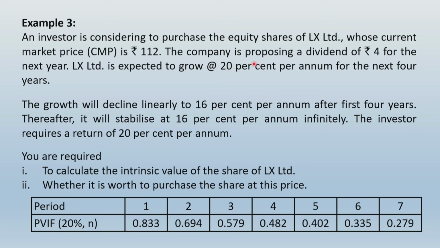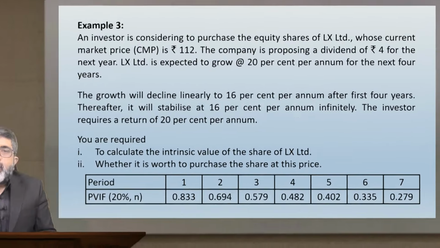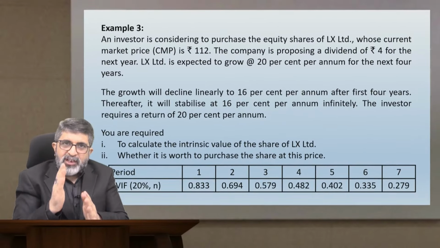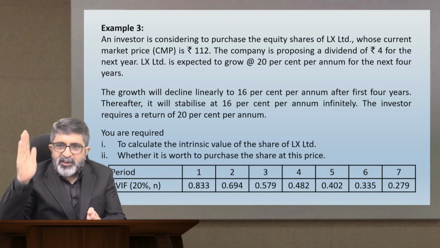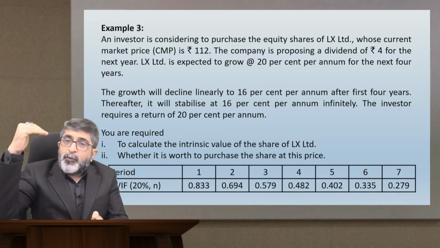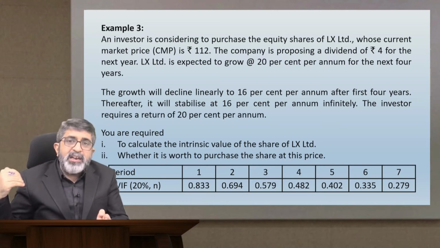That means this is the high growth stage. The growth will decline linearly to 16% per annum after the first 4 years. Thereafter, it will stabilize at 16% per annum indefinitely. So we have clearly the three phases. The first phase of 4 years where the growth rate will be 20% each year. So 20%, 20%, 20%, 20%. Thereafter, from 20%, there will be a linear decline.